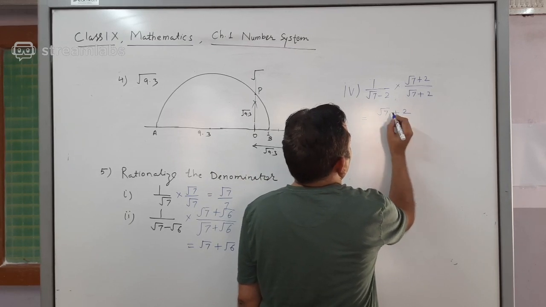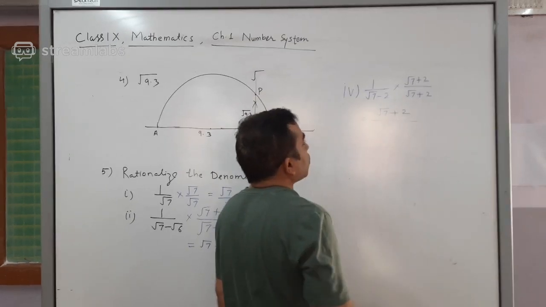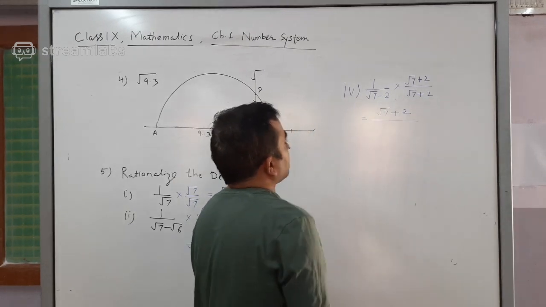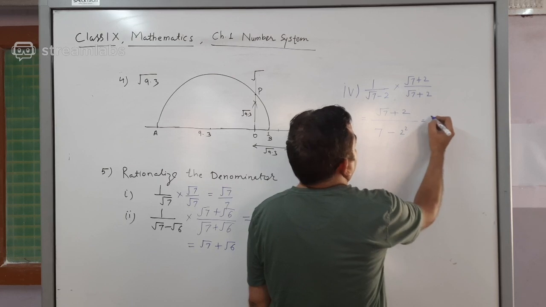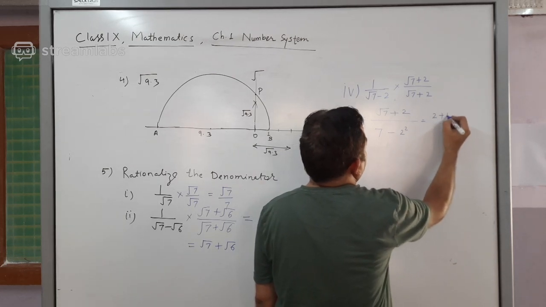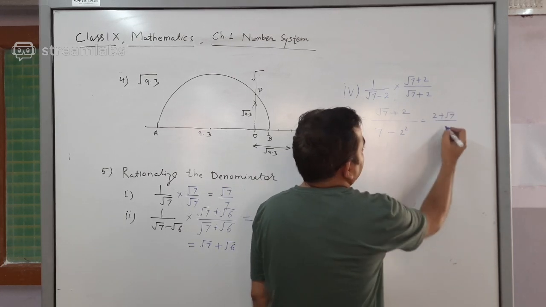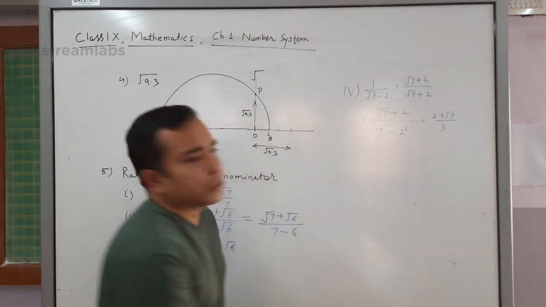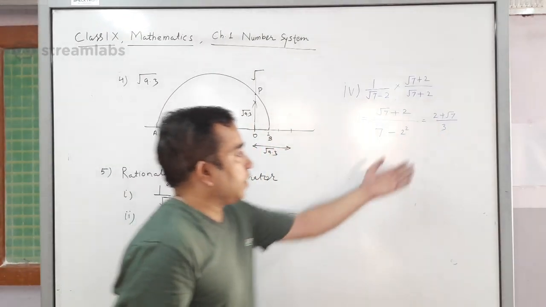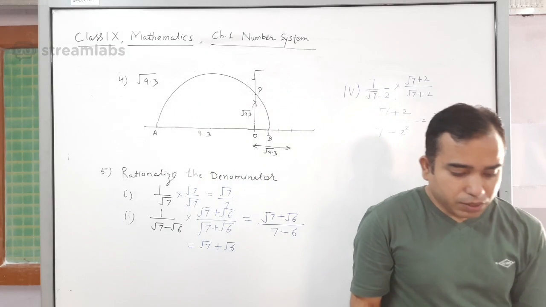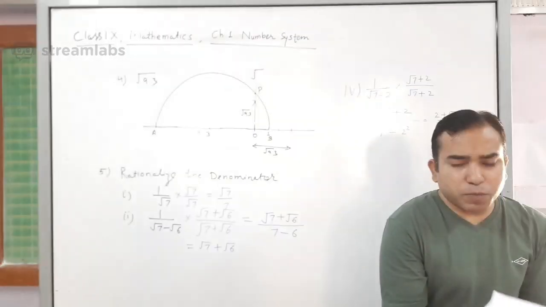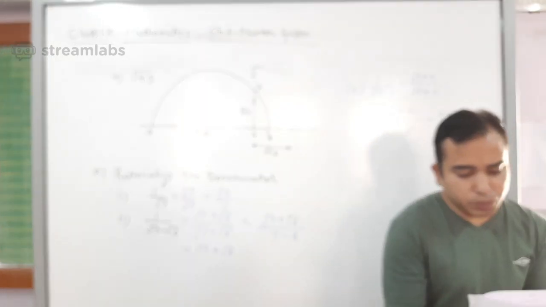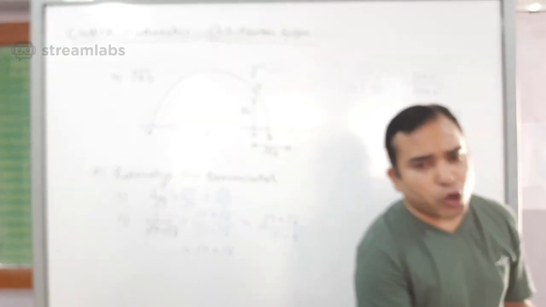Root 7 plus 2 into 1 becomes root 7 plus 2 on top, upon a minus b, a plus b, which becomes root 7 whole square minus 2 square. And this will be 2 plus root 7 whole divided by 7 minus 4, which is nothing but 3, isn't it? And here the denominator has become a rational number. Let us see exercise 1.6 of the NCERT book, which is based on the properties of exponents.